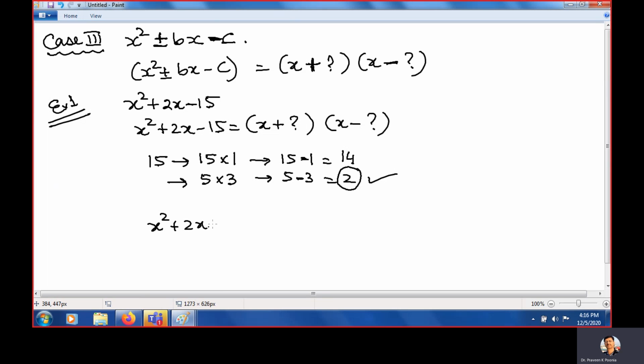What is the middle term? It is positive. So 1 is positive here and 1 is negative here. Because positive is here, so big number out of 5 and 3, which number is big? 5. So 5 will be plus and 3 will be minus. This is the procedure how to get it.